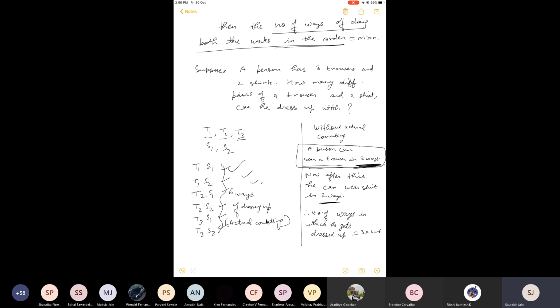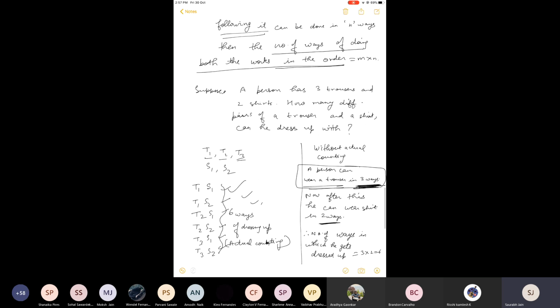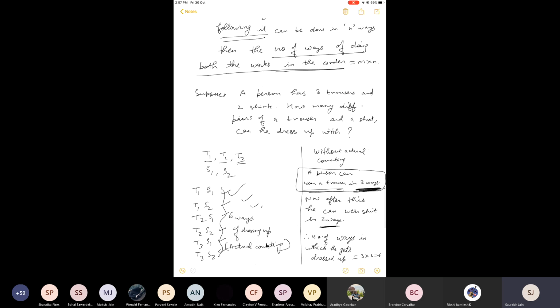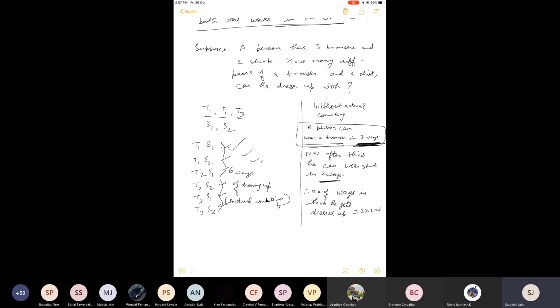A person has 64 trousers. That means a person can wear a trouser in 64 ways. Now after this he can wear the shirt in 54 ways. So the total number of ways in which he can dress up is 64 into 54. You will get the answer. Don't go for actual counting. This is the chapter where we are learning how to count with some faster techniques. One of them is the multiplication theorem. This was just one example. You will find so many after this. I hope you have understood this thing.